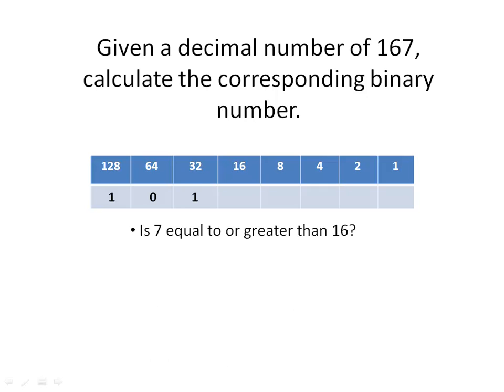equal to or greater than 16? Obviously, no, it's not. What do we do if it's not? We place a 0 in that column. And after we place a 0 in that column, we move over to the 8 column, and we say, is 7 equal to or greater than 8? Still, no, it's not. What do we do? Well, we're going to place a 0 in the 8 column in this case, and we're going to move along to column 4. Is 7 equal to or greater than 4?